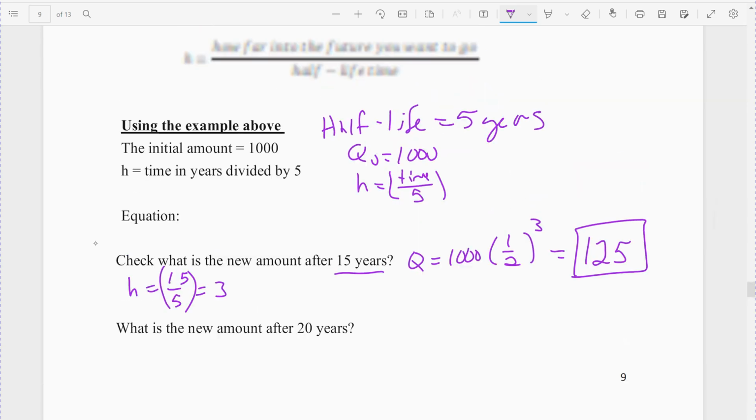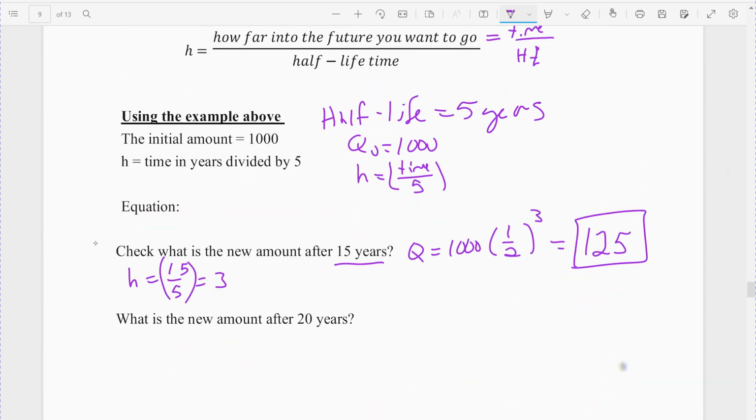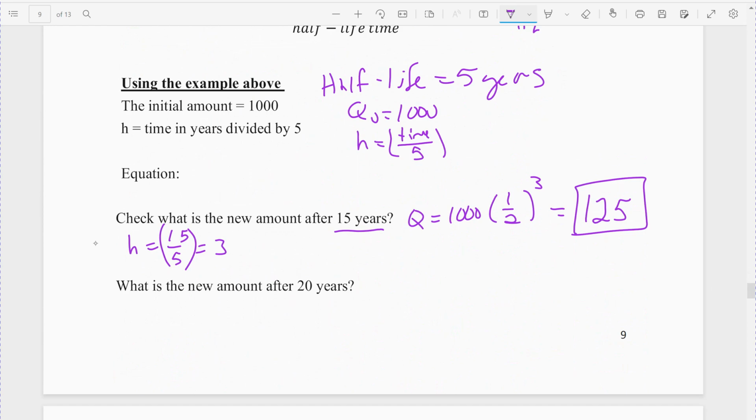right? In 15 years. If you go look at when I cut it in half 3 times, right? Ended up in 15 years, we ended up with 125 if we started out with 1,000 and our half-life was 5 years. 3 times it got cut in half. So that's what that H means. That H means that's how many times it gets cut in half. Just like that D represented every time it doubled.